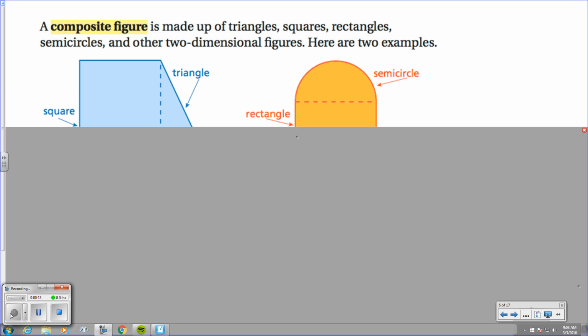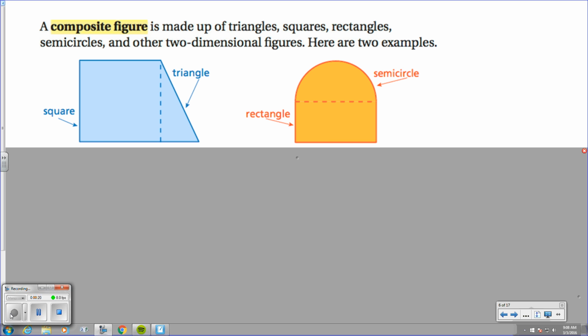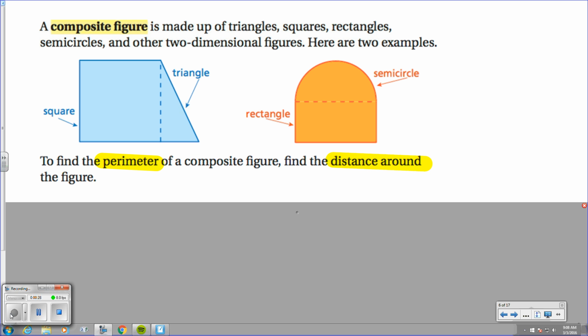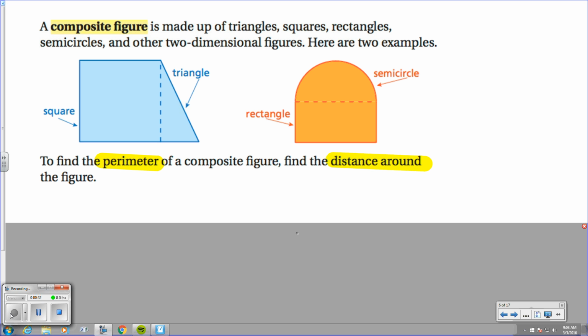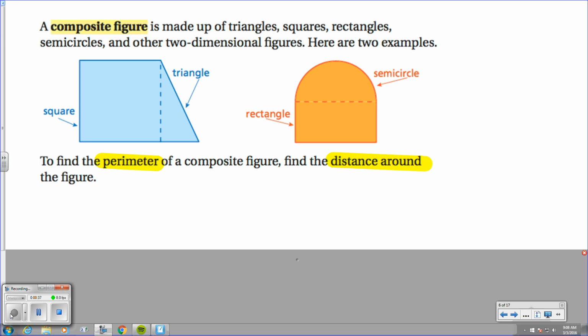So here are two examples. This first one, the blue one here, is made up of a square and a triangle. And the orange one is made up of a rectangle and a semicircle, which is half a circle. Today we're going to be looking at finding the perimeter of composite figures, which just means the distance around the figure. To help us keep an idea of this, we're going to look at a little activity.